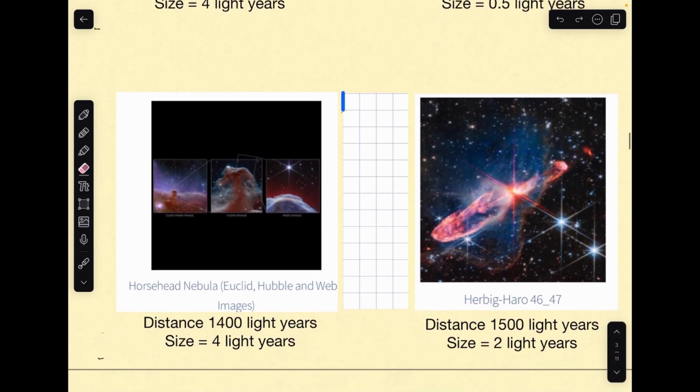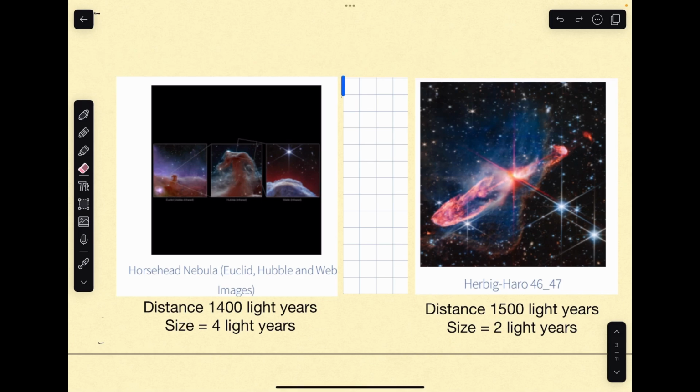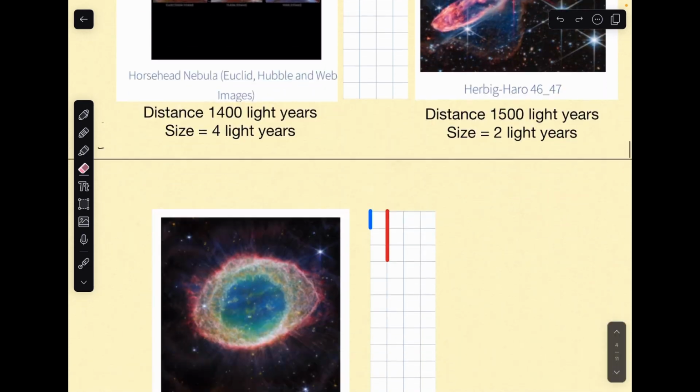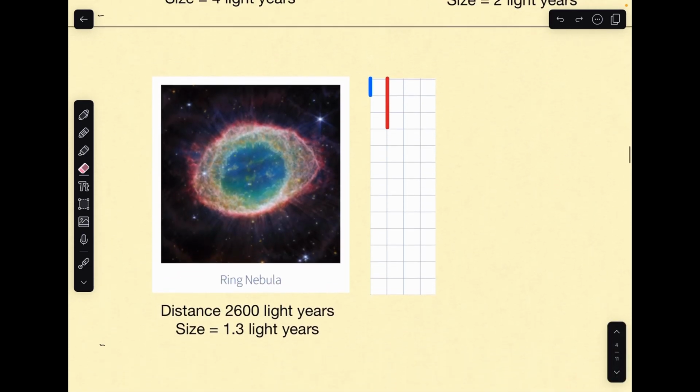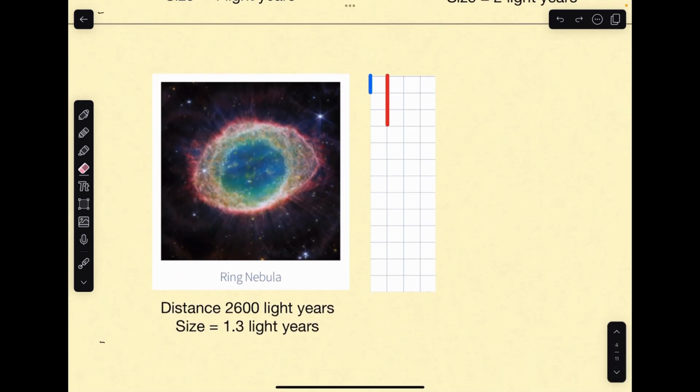Next, we come to the Horsehead Nebula and the Herbig-Haro object 46/47. These are approximately 1,400 and 1,500 light years away. That is 3 times the distance of the earlier objects, so we'll represent them with a red bar that is 3 times the length. Moving on, we come to the famous and beautiful Ring Nebula. It is 2,600 light years away, 5 times further than the closest objects.